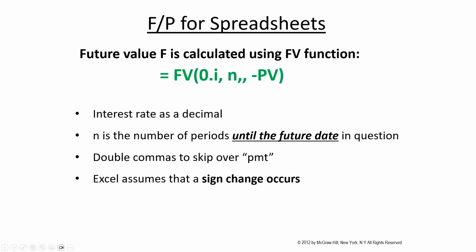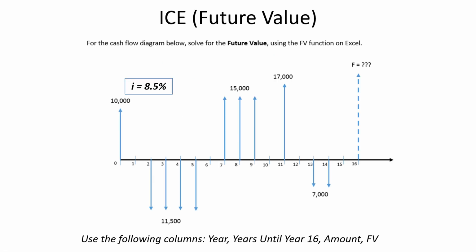So in problems like this, we're going to create a secondary time column. For example, if we had this cash flow diagram, which is our in-class exercise for the next problem, and we want to find the future amount, we wouldn't put 0 for this $10,000 at year 0. It doesn't need to move 0 years to get to year 16. It needs to move 16 years to get to the future. So this 11,500 that's in year 2 doesn't move 2 years to get to the future. It needs to move 14 years.